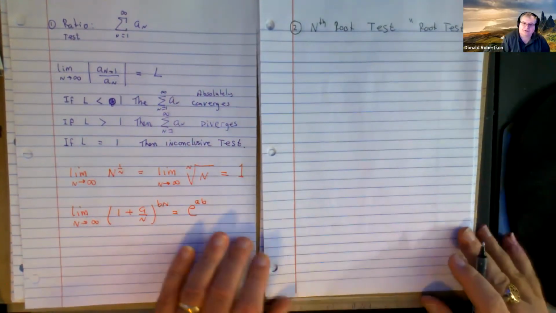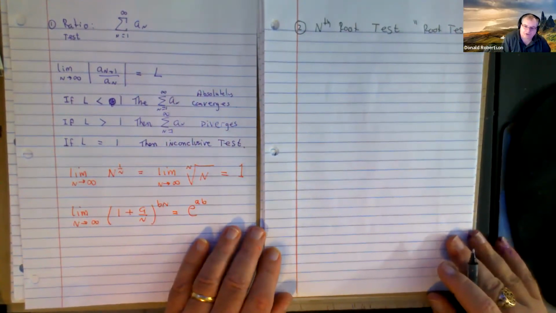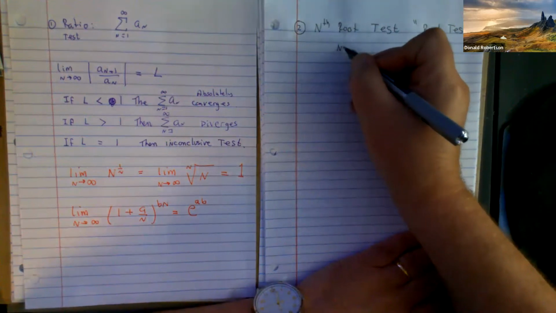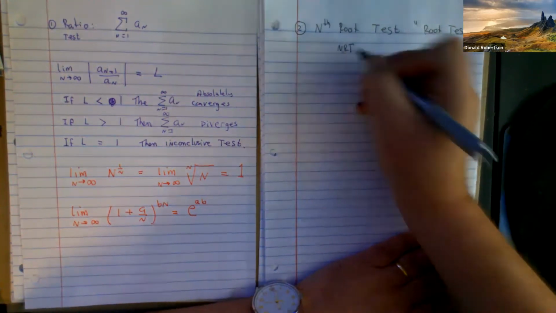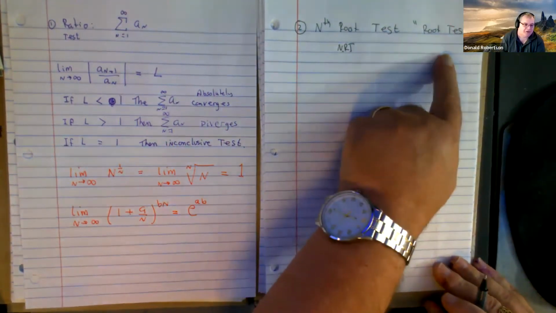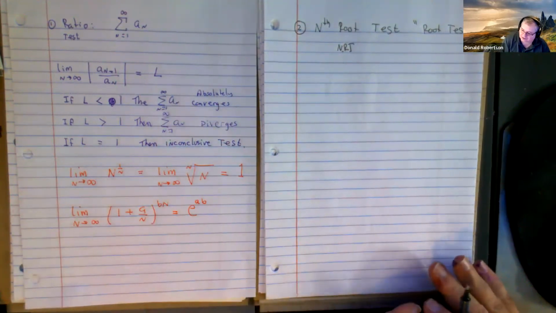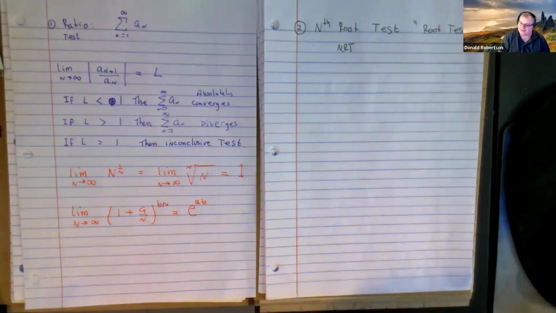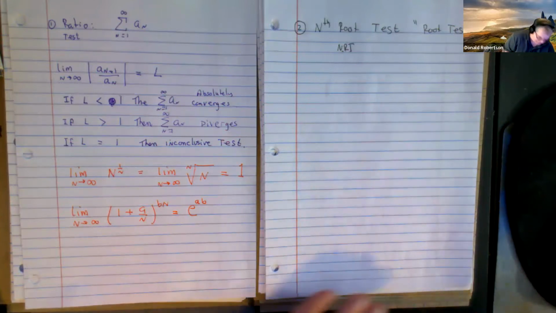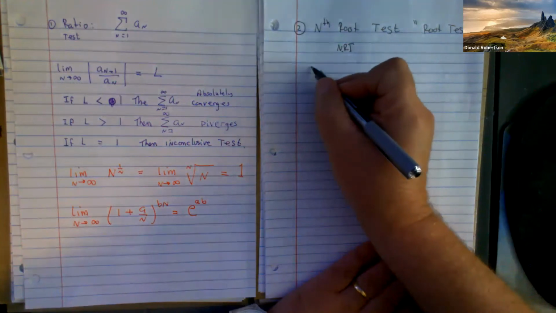I like the nth root test for two reasons. The first one is I can call it NRT, because if you have a root test and a ratio test, don't they both look like RT? And it's hard to tell the difference. So I like it for that. And the second reason I like it being called the nth root test is because it gives you a little bit more insight into exactly what the test itself is. And this is what it says.